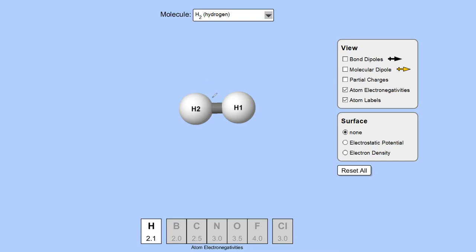Let's look at some molecules in 3 dimensions. The first kind of molecule we're going to look at is a nonpolar molecule. Now, this example should be fairly simple because we've got only 2 hydrogen atoms.